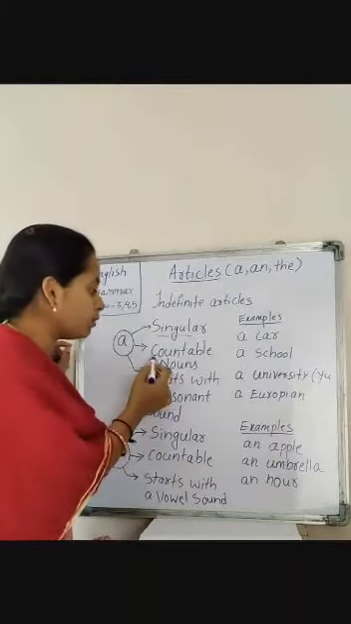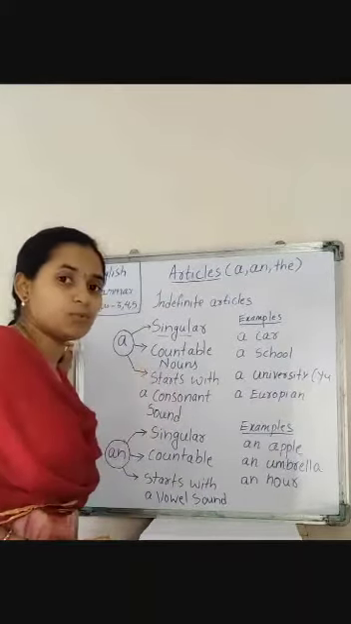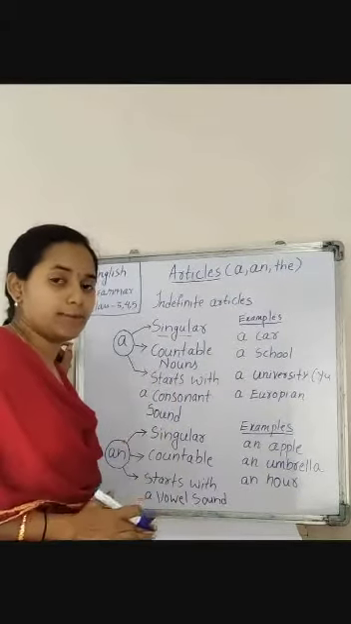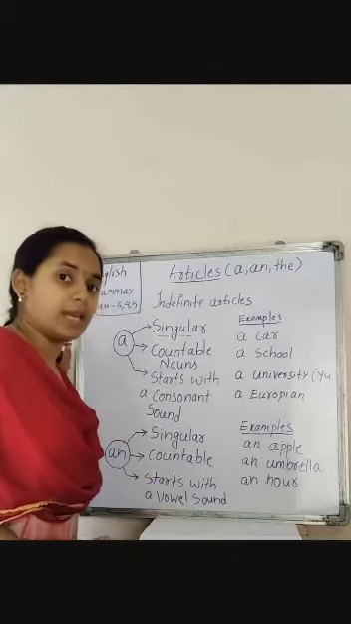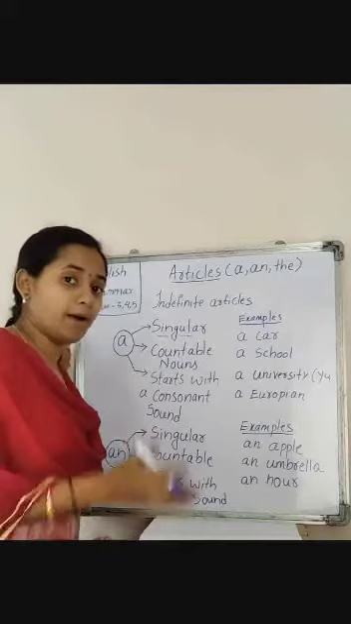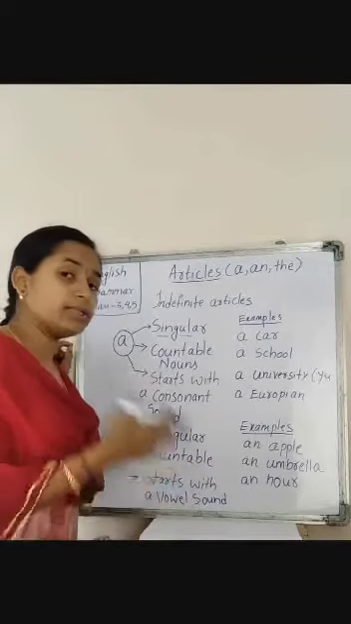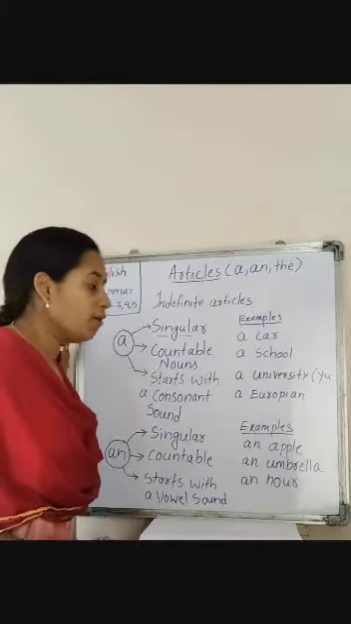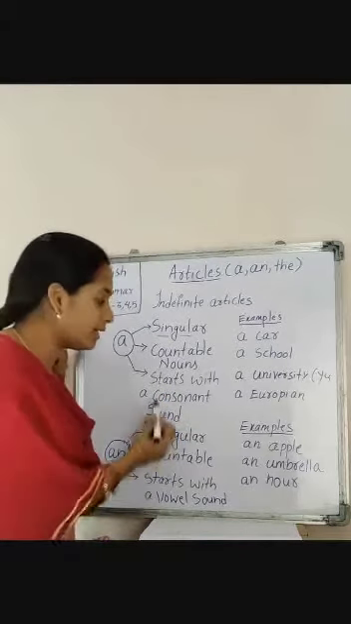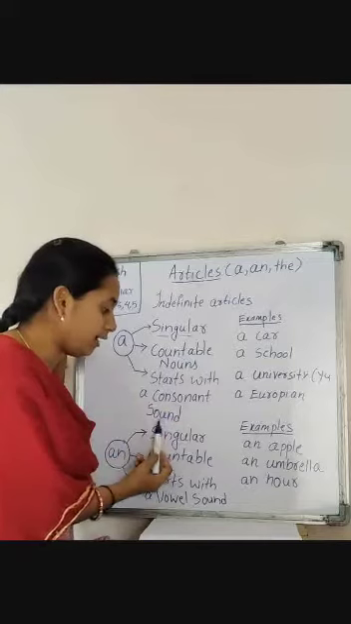Now the next one is countable nouns. That means a is used only for countable nouns. Already we have discussed, right? The nouns which we can count. So a can be used for that type of nouns. Okay? And what is the third condition to use a? Yes, the noun must start with a consonant sound.